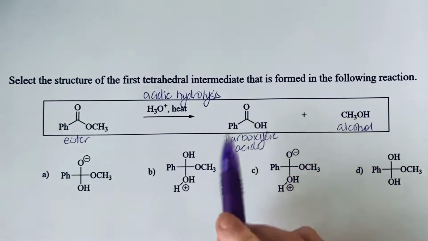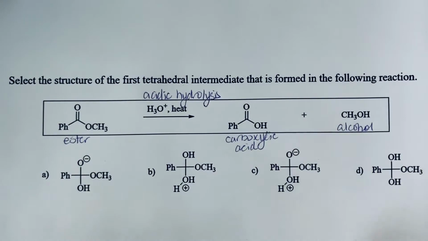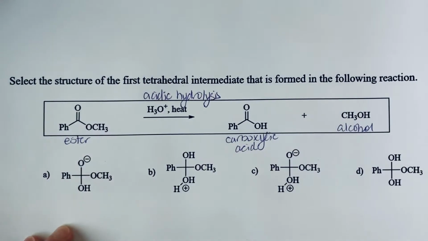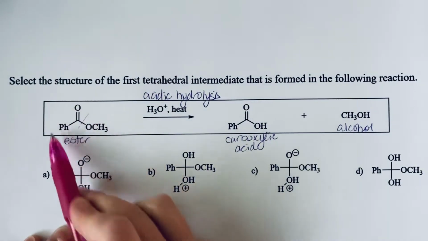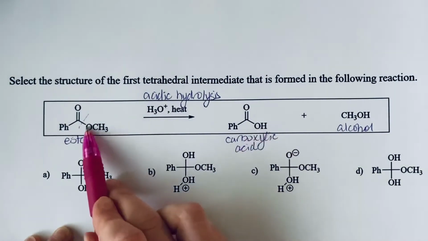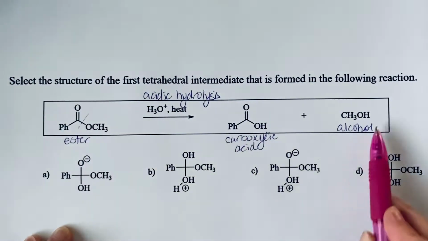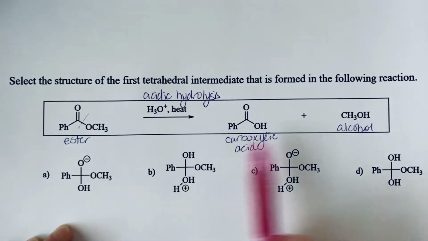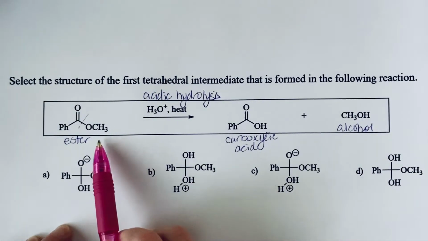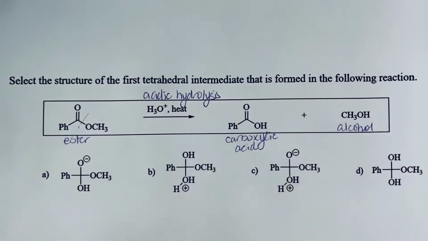So hydrolysis means that you're adding water and that you are cleaving a bond. So the bond that we are breaking is this one here overall. So this portion is becoming our carboxylic acid, and whatever ester we had is becoming the alcohol. So if you had the methyl ester, you're going to form methanol. If this was an ethyl ester, you would form ethanol, and so on. And so we're being asked about the tetrahedral intermediate, the first one that's formed in the reaction. So we want to look at the reaction mechanism in order to answer this.